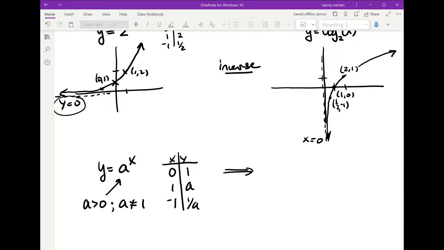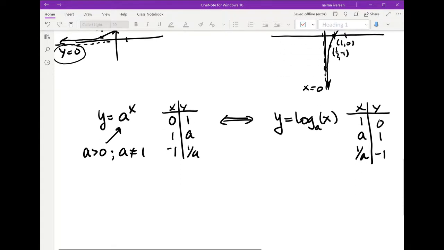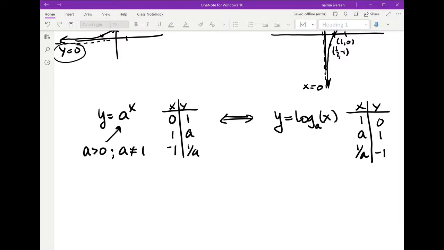That means that when we go to our inverse, which is going to be now y equals log base a of x as our basic, the table of values that you're going to be doing is different. It's going to be 1 and a and 1 over a, and then 0 and 1 and -1, because our x's and our y's switch. So again, this a value has to be greater than 0, and the a value can't equal 1.